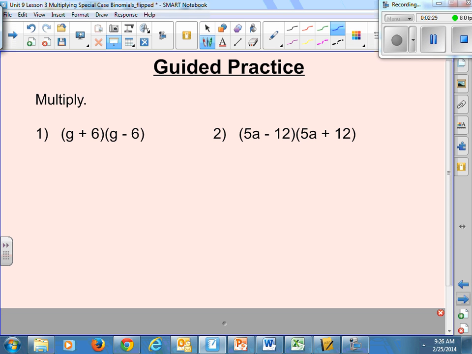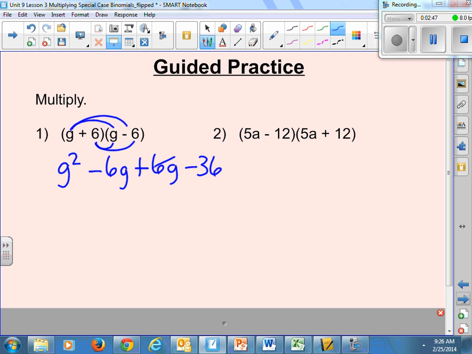Alright, so let's practice a few. Let's do the first one using the distributive property. So we're going to do g times g, which is g squared, g times negative 6, which is negative 6g, 6 times g, which is positive 6g, and 6 times negative 6, which is negative 36. Again, you'll see the canceling in the middle, and so you're left with g squared minus 36.